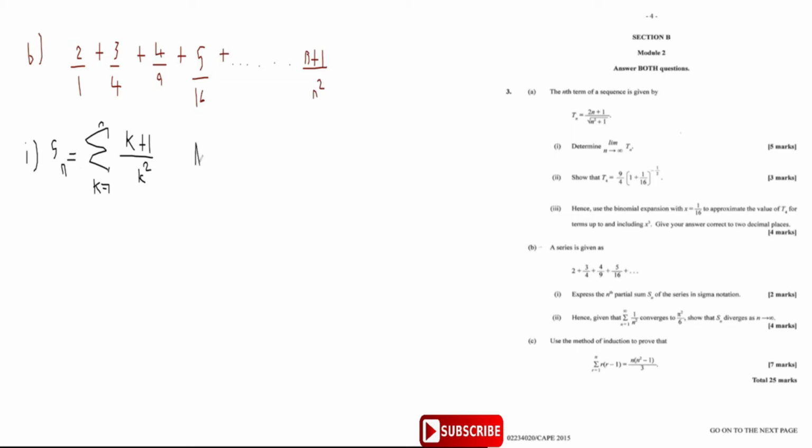Second part. The second part says we're supposed to prove, hence, given that the sum from n equal 1 to infinity converges, show that Sn diverges as n goes to infinity. So we need to show that this diverges as n goes to infinity. Now, there are many ways you can do it. You can use the divergence test. You can use the integral test. There's so many things you can use.